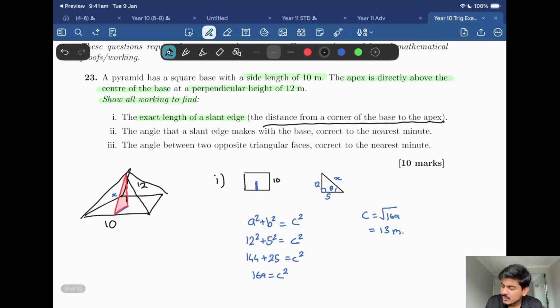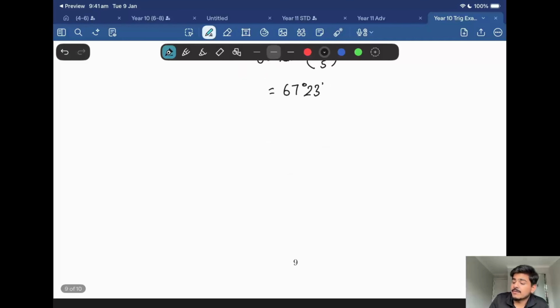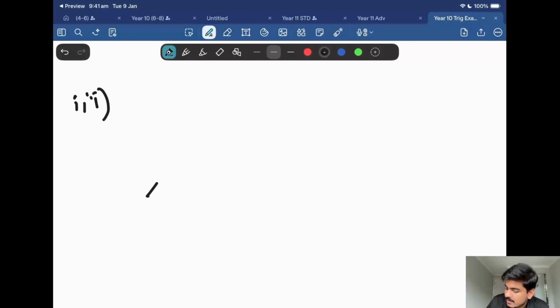Angle between two opposite triangular faces, correct to the nearest minute. Okay, so we want to find the angle between two opposite triangular faces. This one sounds a bit tricky, but it's honestly not. Let me draw out what they really want you to find here. Let me draw out a pyramid again.